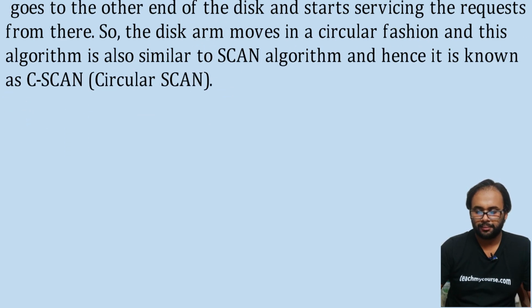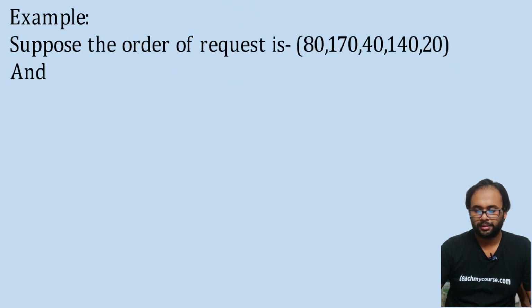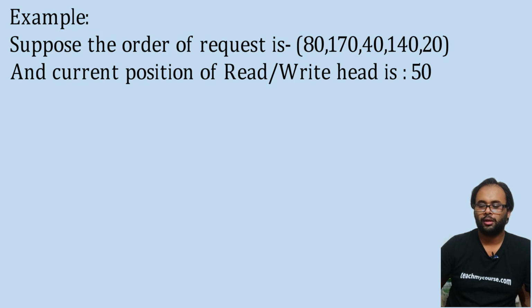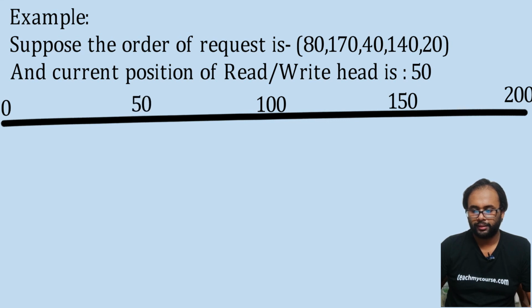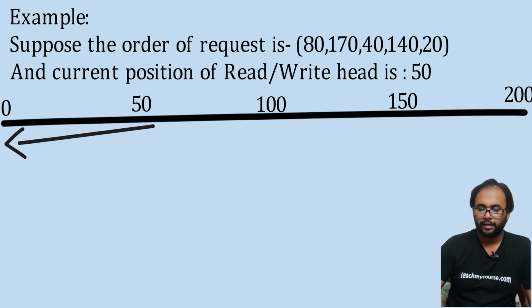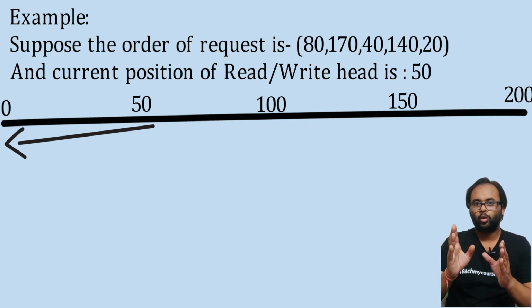So what happens in the C-scan? We will see the same example here, and the current position of the read-write head, as in the previous cases, is at 50 only. So now we would see what happens in case of C-scan. Okay. So the head of the disk is at 50 track. Now it will just go to the extreme left. While going towards the extreme left, it would serve the requests coming in between, like 20 and 40. Then it will just go to extreme right without serving the request.